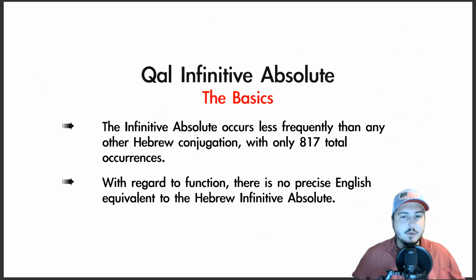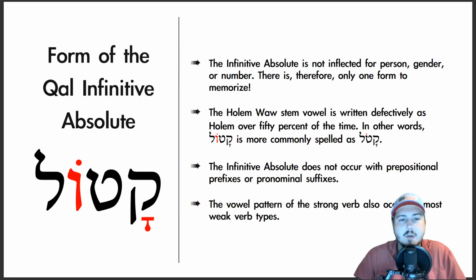Let's look at qal infinitive absolutes. That's where Martin goes next in this chapter, page 74. He has it there on 6.5 on page 74. An infinitive absolute occurs less frequently than any other Hebrew conjugation. So what am I saying? I'm saying this is the least occurring conjugation of all the ones we've learned so far. What have we learned? Well, we learned the perfect, the imperfect, the participle, the imperative, the cohortative, just of all those. So the infinitive absolute occurs the least, okay? With regard to function, there's no precise English equivalent to the Hebrew infinitive absolute. We can kind of get there, and I'll show you how in a minute.